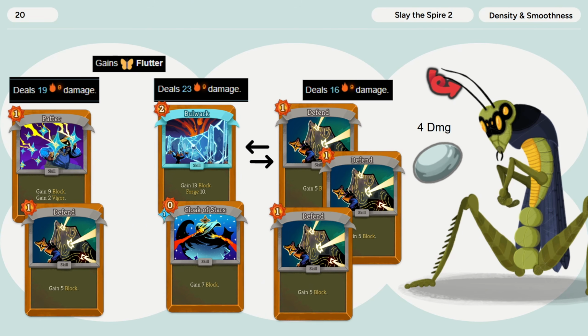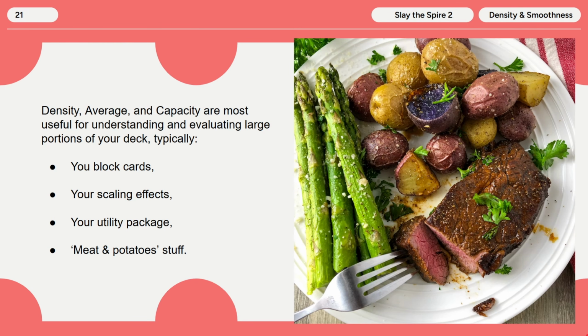Increasing the dexterity of all of your block cards can be equivalent to adding a few good block cards to your deck and just giving yourself the opportunity to draw them, because it all comes out in the HP at the end of the day. These particular statistics, density and average and capacity, they're most useful for understanding and evaluating large portions of your deck, the meat and potato kind of stuff, right? Your block cards, your scaling effects, your utility packages, your damage, your ability to kill an individual mob like one of the books. It can get fairly hazy if we try and look a bit closer.